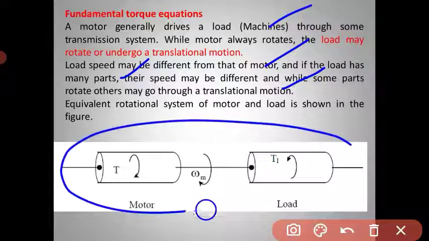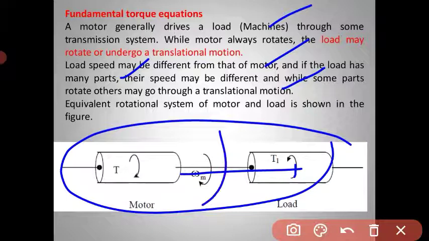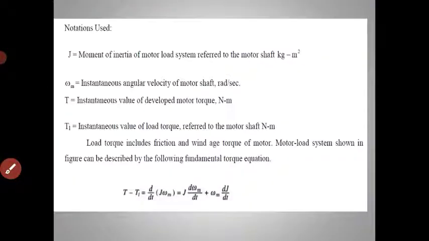Here it is shown. Motor is coupled with the load. Motor is rotating in this direction, clockwise direction. Torque also is in this direction. Load torque should be opposite to the motor torque. Here some notations were used.